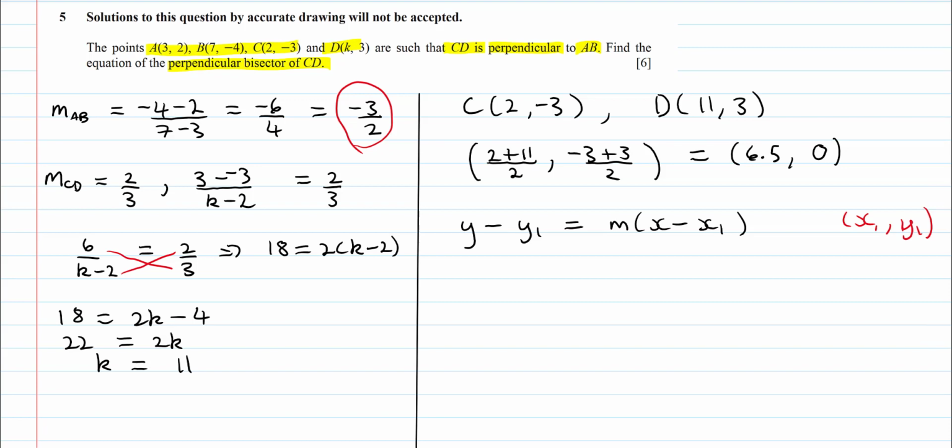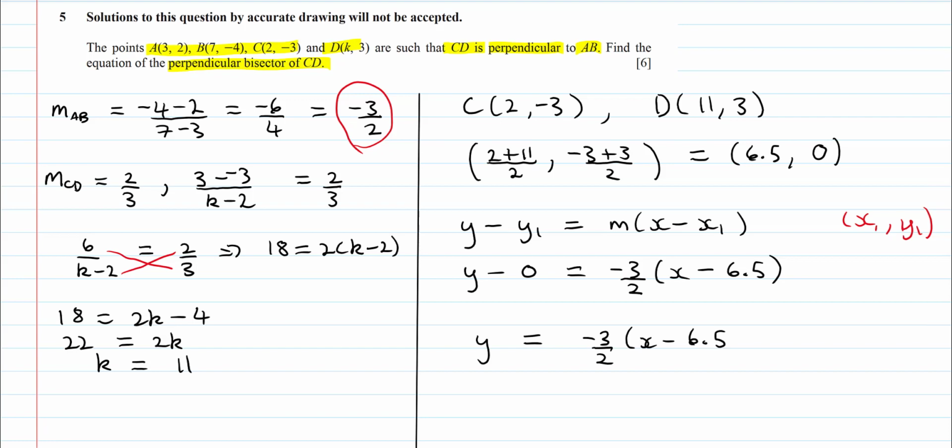So we've got our point on the line, we've got the gradient, so we can just plug in the values that we've got. So we know our y1 is 0, so we're going to have y - 0 is equal to m, so our gradient, so that's -3 over 2, times (x - 6.5), as our x1 is 6.5. So that is just y is equal to -3 over 2 times (x - 6.5). Okay, so that is question 5.